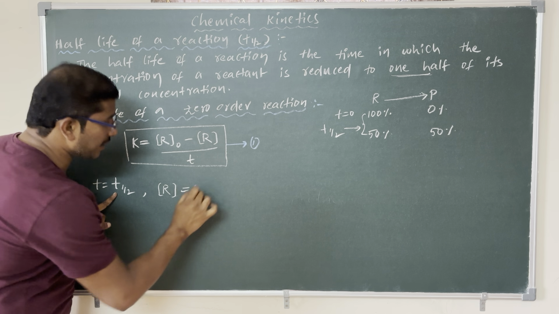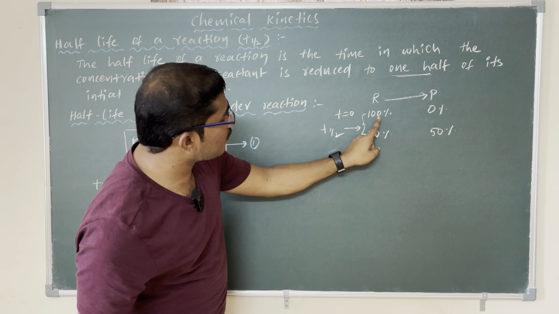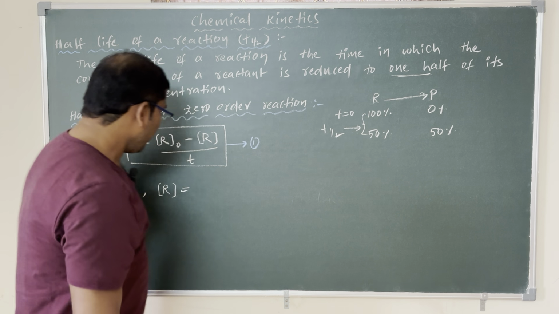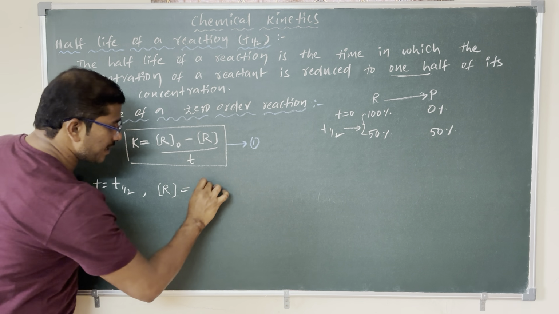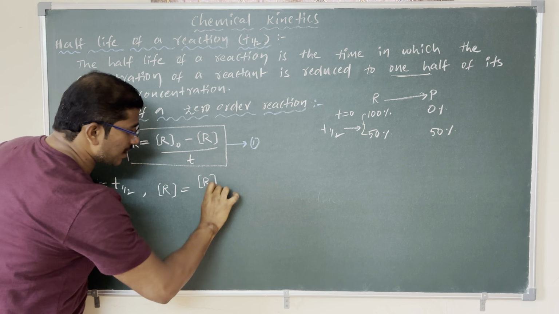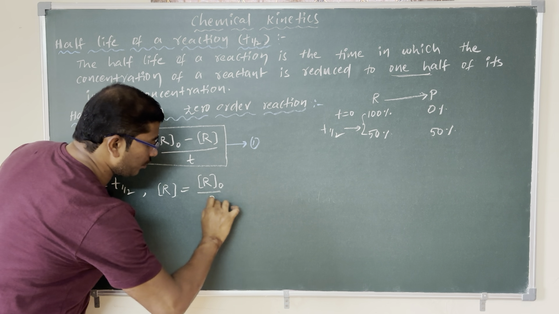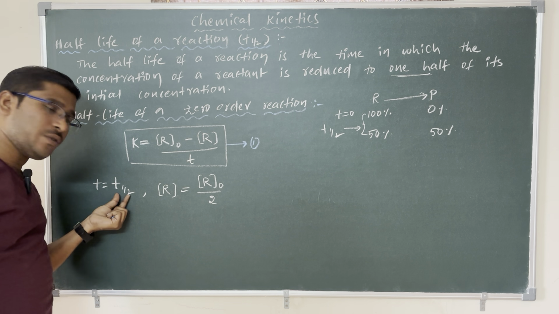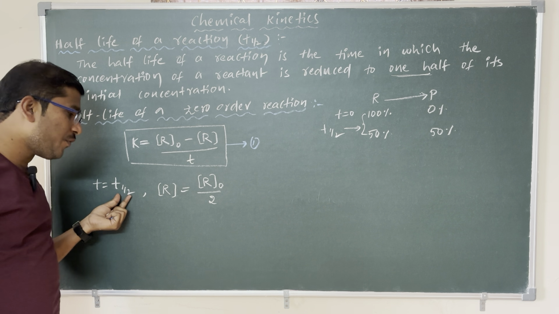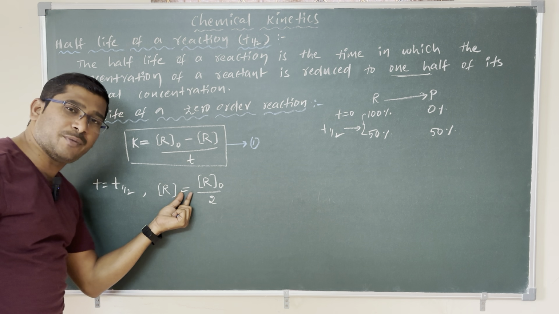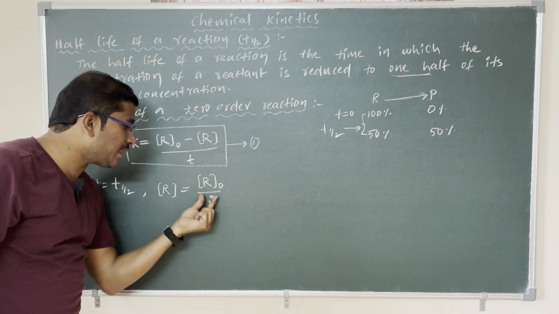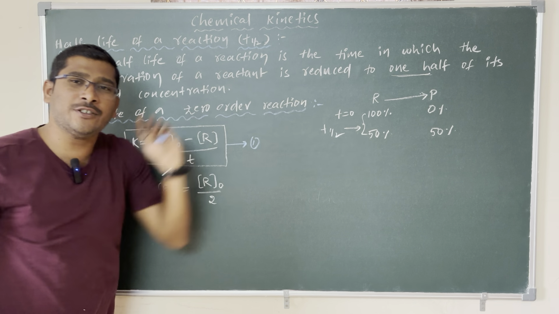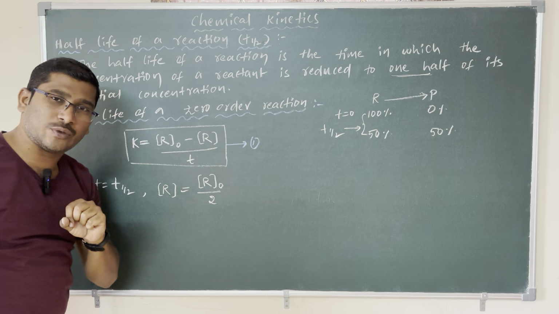The concentration of reactants, what happens? It is reduced to exactly half of its initial concentration. That means the concentration of reactants is the initial concentration of reactants divided by 2. Time becomes T half. If time is equal to T half, the concentration of reactants becomes half of its initial concentration, that is, half of the reactants will be converted into products. That is divided by 2 you have to do.